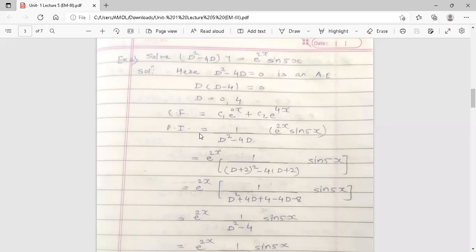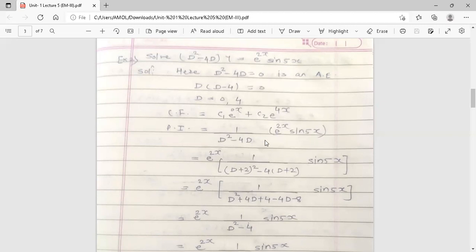So PI is equal to 1 upon phi of D into f of x. Now phi of D is D square minus 4D, into f of x, which is e raised to 2x into sine 5x. Now it is again the case of e raised to x into V, case 5. So again you solve for the exponential function first and then you solve for the trigonometric function, meaning the function V. V is here sine 5x, which is a trigonometric function.